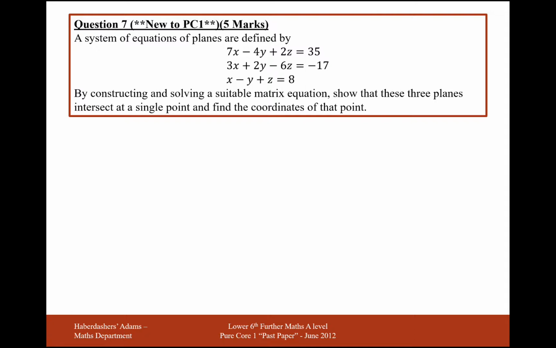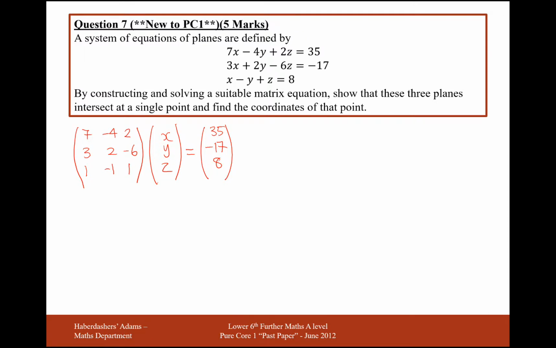By constructing and solving a suitable matrix equation, show these three planes intersect at a single point and find the coordinate of that point. So if they intersect at a single point, then I must be able to form a matrix, x, y, z as the variables, find an inverse for that matrix, and pre-multiply on the other side of my equation. So the matrix is 7, minus 4, 2, 3, 2, minus 6, 1, minus 1, 1.